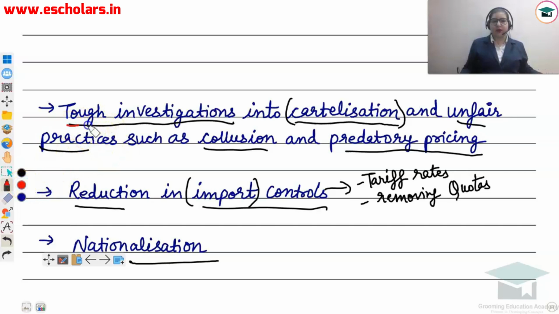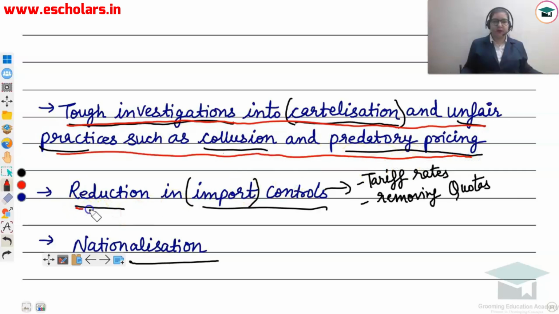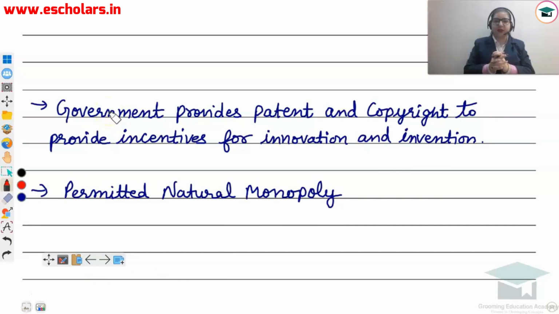So let's recall it: tough investigations into cartelization and unfair practices such as collusion and predatory pricing. Reduction in import controls. Next, nationalization. Also, students, the government is taking steps to protect the intellectual property of individuals by providing patents and copyright. This is one of the incentives given by the government to promote innovation and invention.